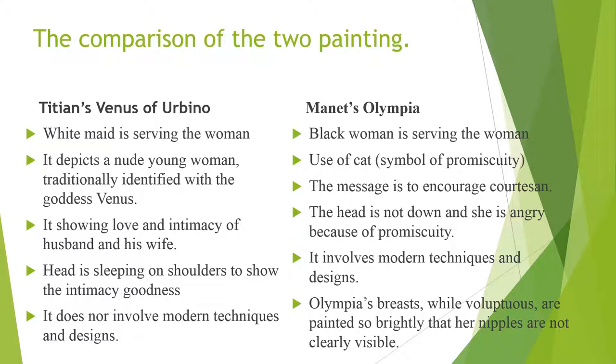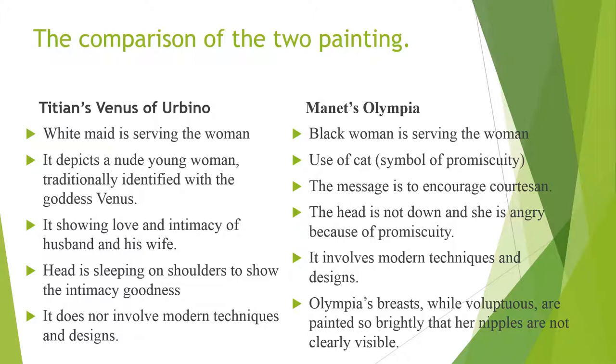On the other side, the message is to encourage courtesans and prostitution, because we have seen from the picture the posture of the woman, the way the woman is looking, staring and confrontational, and so on. In Titian's Venus, we found that it's showing love and intimacy of a husband and his wife. In the other one, the head is not down and she's angry because of those things of immorality and prostitution.